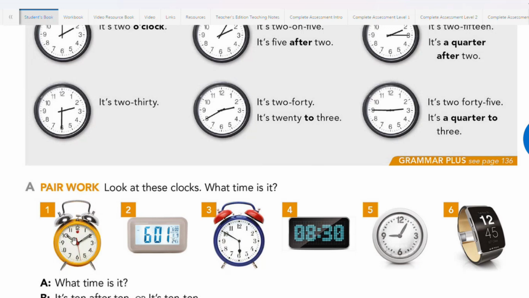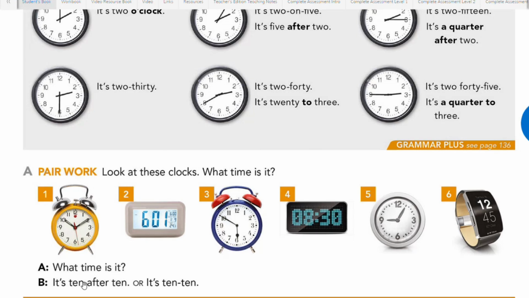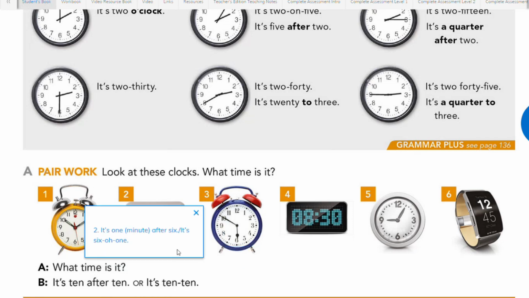What time is it? Clock number 1. Well, in this case, we have the answer. It's 10 after 10, or it's 10:10. Do you remember the example that I gave you before? Yeah, it was taken from this clock. Okay. Next, it's 6:01. I took this one. It's 6:01, or it's 1 minute after 6.